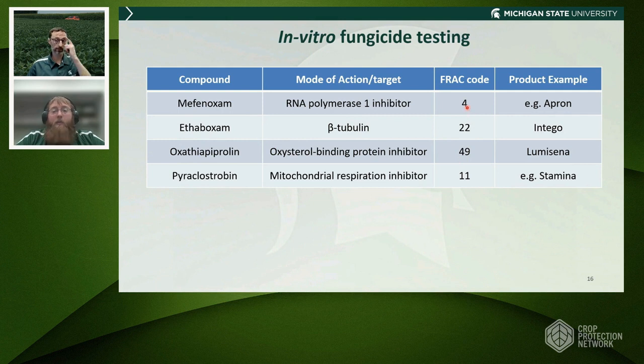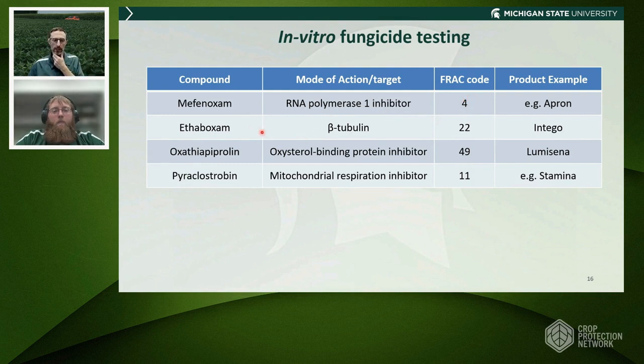I'll jump in real quick. The exciting thing there too is that mefenoxam has been around for a long time, right? It was about 45 years now. I think it was registered in 1977. It targets RNA polymerase, so that's why it's given a specific FRAC code. It's just like thinking about herbicides. They have different modes of action and different codes associated.